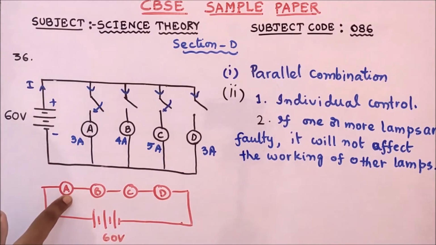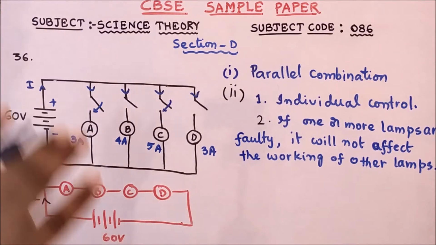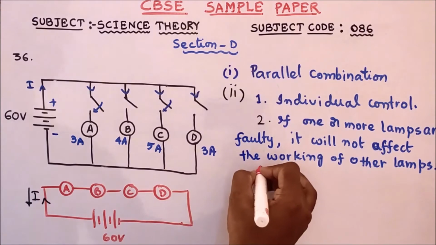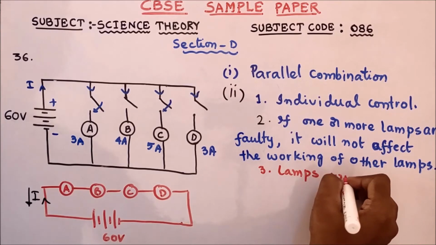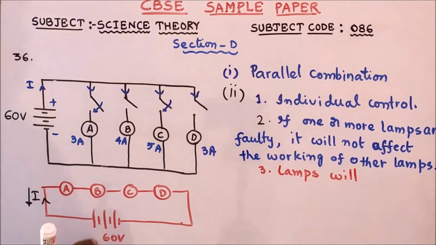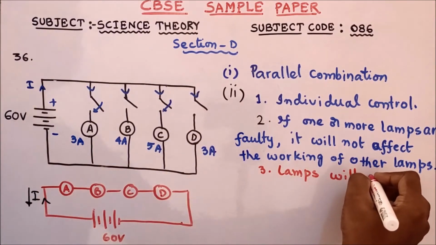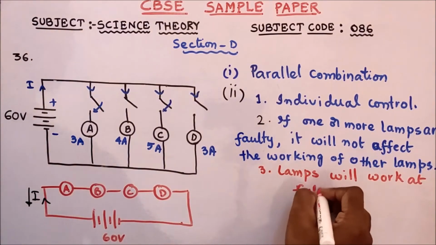Moreover, see that in series the individual resistances keep on adding. As the resistance keeps on adding, the net current passing through the circuit will decrease. As a result, the third and most important point is that the lamps will not work at full potential, whereas in parallel combination the lamps will work at full potential.